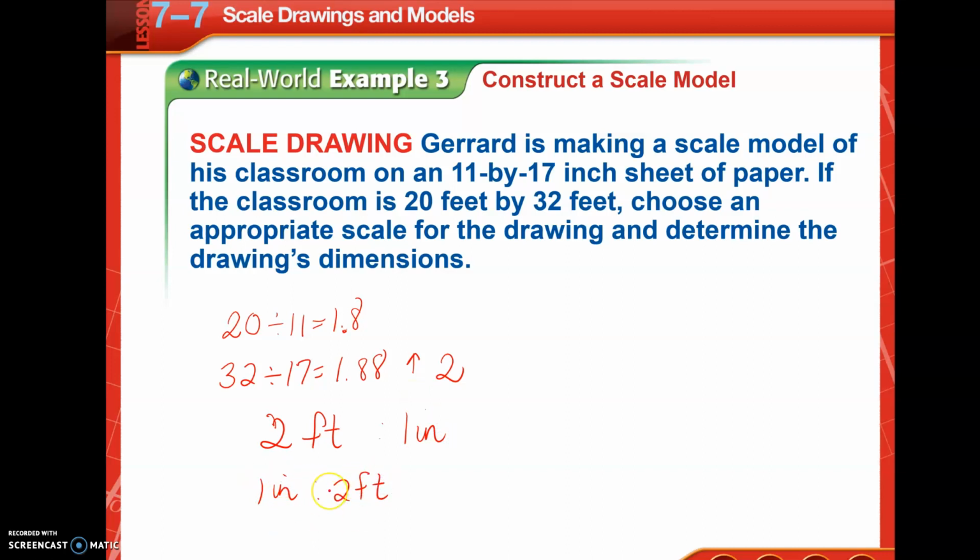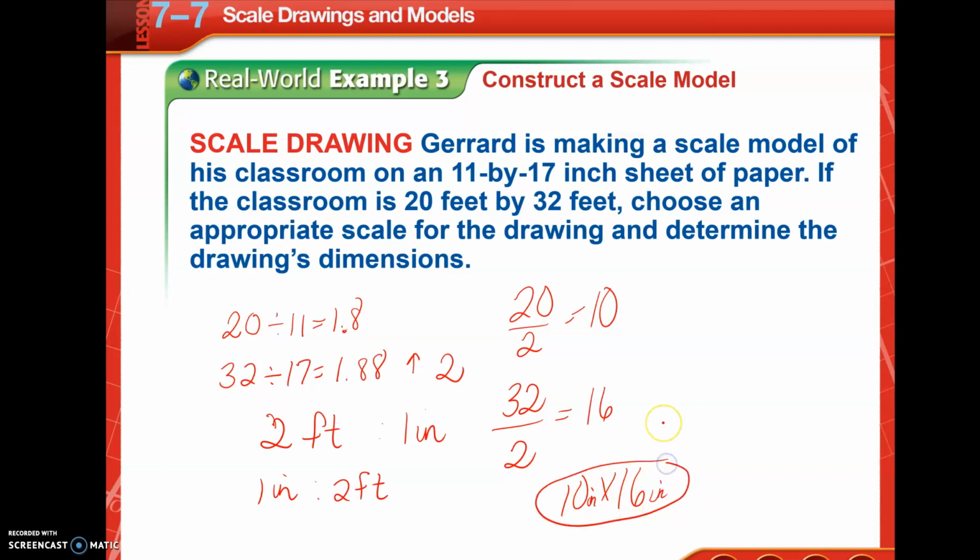So that's my scale. And so my drawing picture is going to be, I'm going to divide each of those by 2 to figure out my dimensions of my picture on my paper. So I'm having 2 feet represent 1 inch. So on my paper, it's going to be a 10 by 16 replica. 10 inches by 16 inches. And you can see that that's going to fit on that paper.